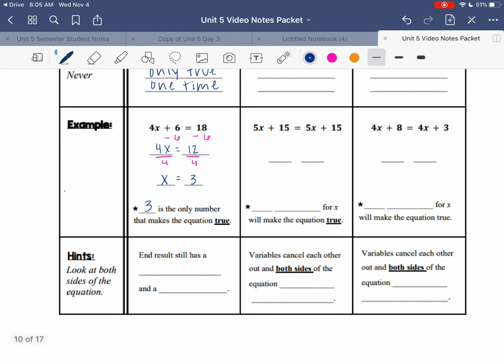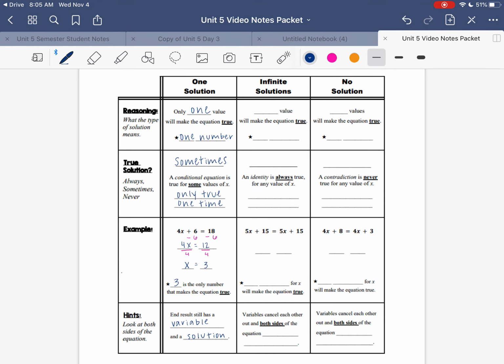As you start to do more of these special cases, you'll start to notice patterns and ways that you can look at an equation and know what's going to happen. Our hint for these is that at the very end, when you're solving, your end result will still have a variable. So it'll still have a number or a letter there. And it will also have a solution. So when we solve these, we get it down to just x equals a number. And that's what we're used to working with. The new part is going to be the next two cases.